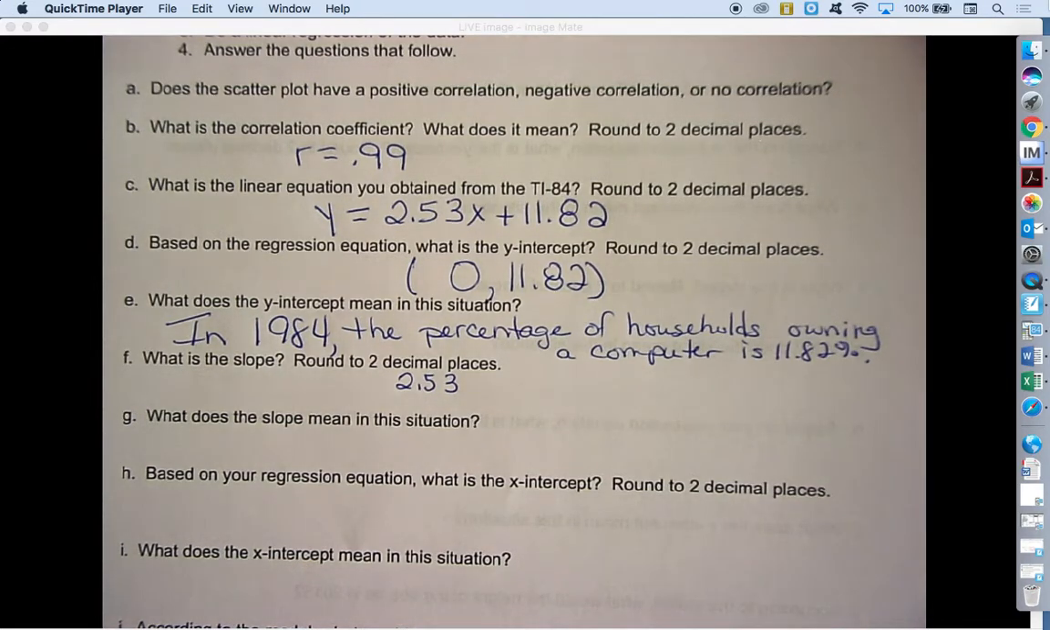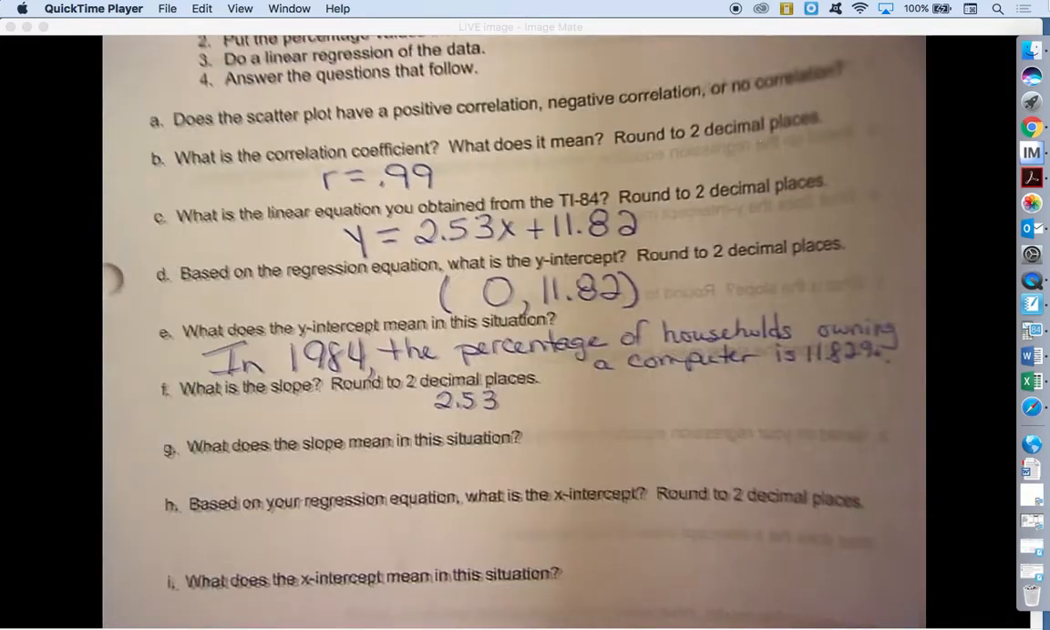So I'm going to stop there because for H and I, Abby has those. So we'll let her talk about finding the x-intercept and what it means.